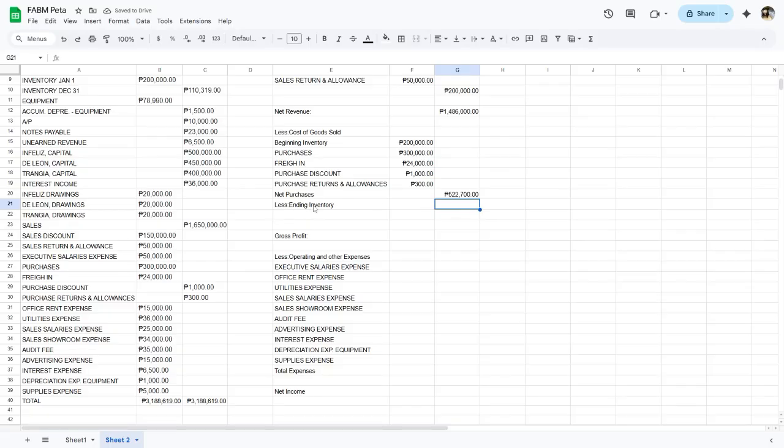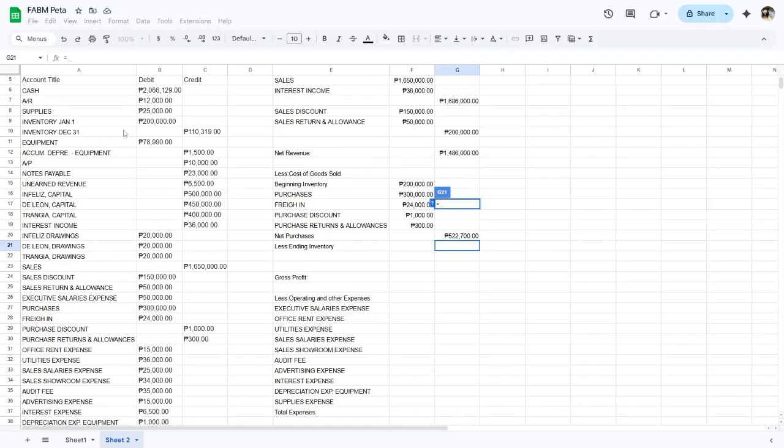Then let's subtract our ending inventory, which is December 31. We subtract this to get the cost of goods sold. Then to get our gross profit, we subtract the cost of goods sold from our net revenue.